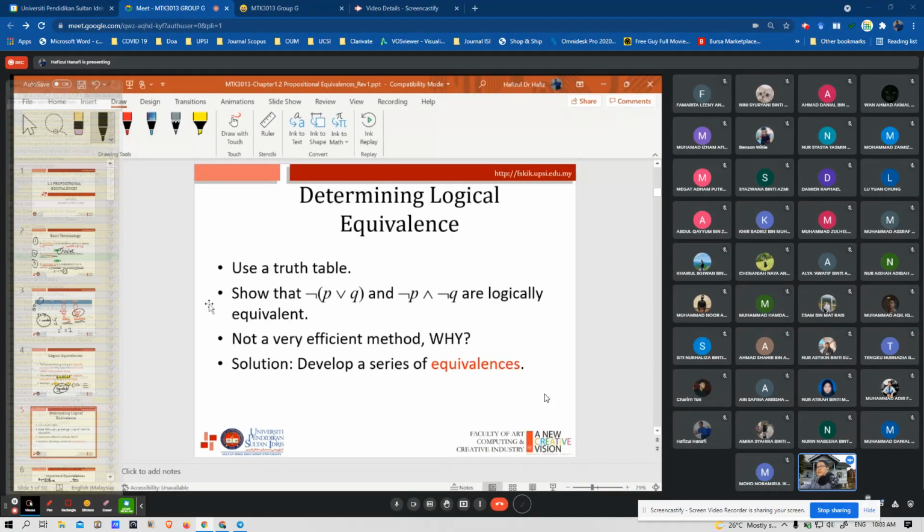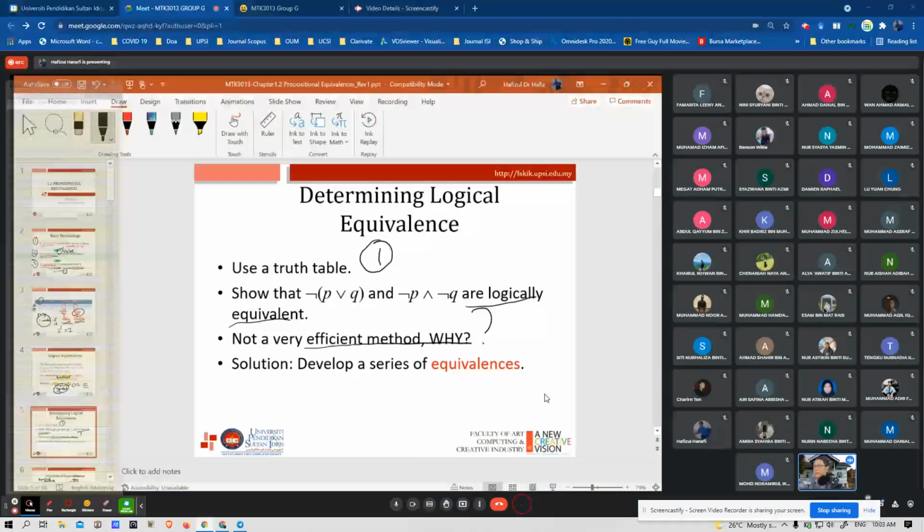Determining the logical equivalence. First of all, you need to have the truth values, and then show that negate (P or Q) and negate P and negate Q are logically equivalent. This is not a very efficient method. Why? Because you need to draw the truth table first, and then you need to show and depict the equivalences for every hypothesis.